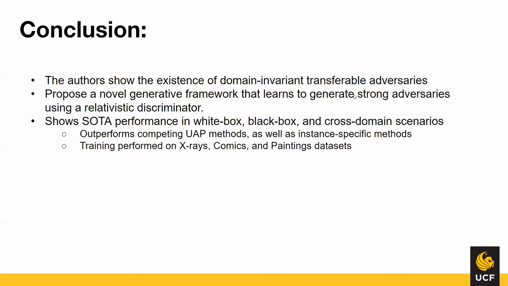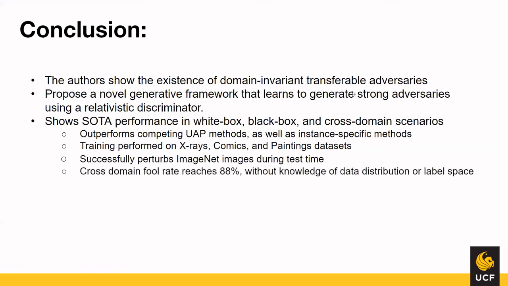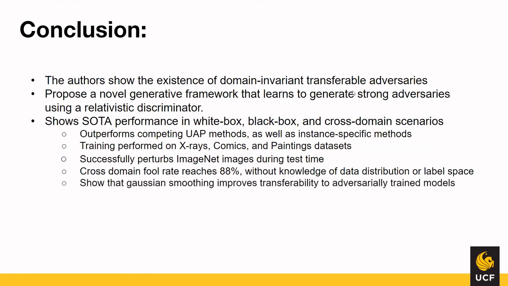By training a generator on X-rays, comics, and paintings, we can successfully perturb ImageNet images during test time. This cross-domain fool rate reaches up to 88% without pre-knowledge of the data distribution or label space of the evaluation model. And lastly, the authors also show that Gaussian smoothing improves transferability to adversarially trained models specifically.